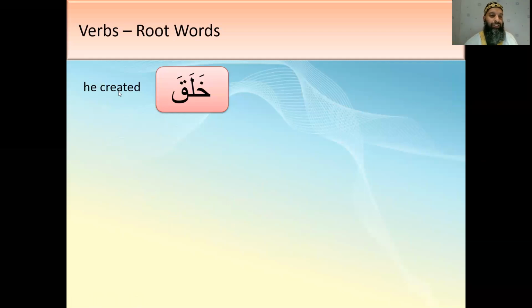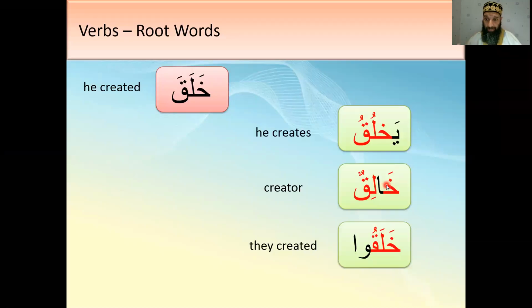Right. So I'm going to give you some examples now of additions to root words. So khalaqa means he created. It's a root word, so it always means he did that thing. And khalaqa means to create. So these are examples. You're not going to be tested on this.